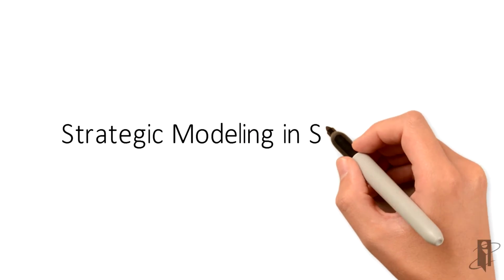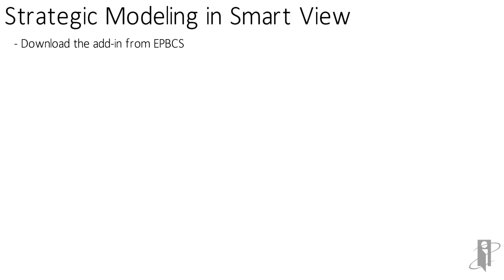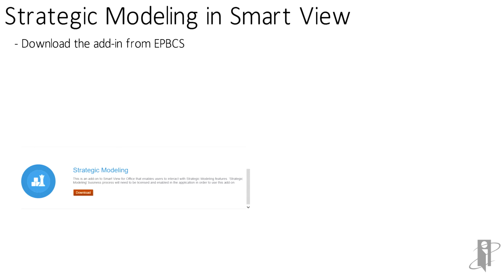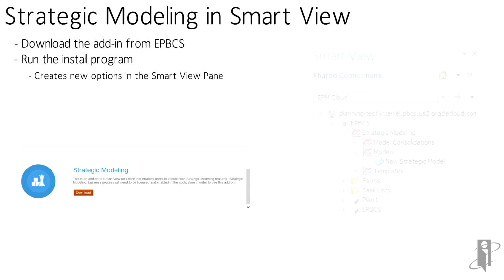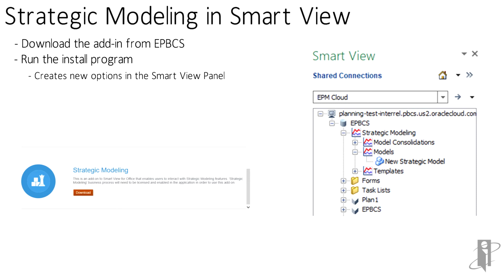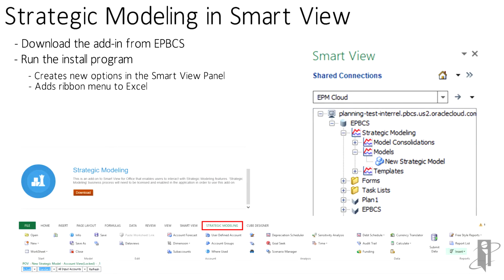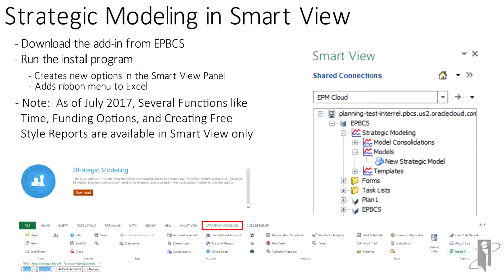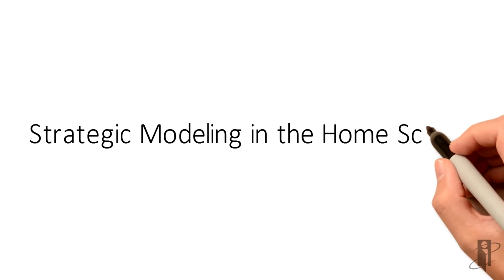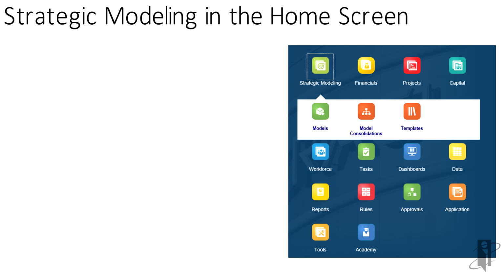Strategic modeling is also available in SmartView. Simply download the add-in directly from EPBCS, run the install program, and you'll notice that it creates new options in your SmartView panel, and it also adds a ribbon, strategic modeling, in Excel. I would highly recommend installing the SmartView add-in, as at this point it provides functionality that isn't available in the web interface.